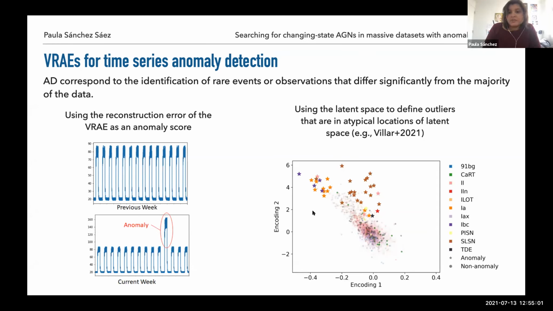And also we can do out-of-distribution anomaly detection using the latent space as a vector of features, together with a method like isolation forest. And this has been done previously in astronomy. This is a very good example by Villar 2021, but this is for supernovae. So the idea is to apply all these techniques for AGNs.